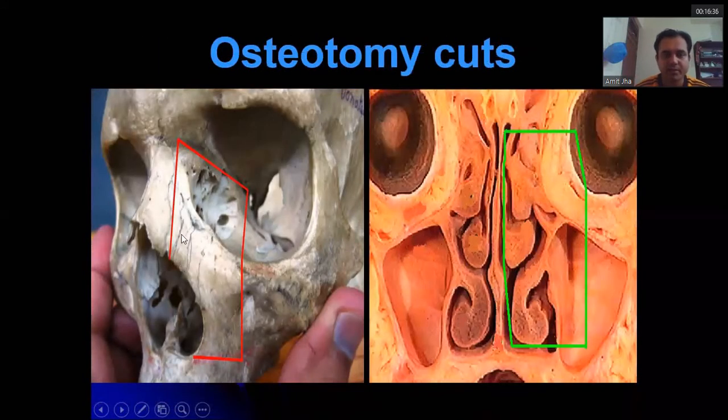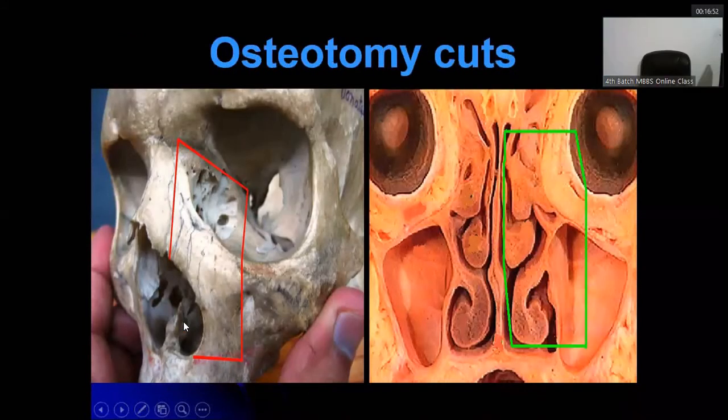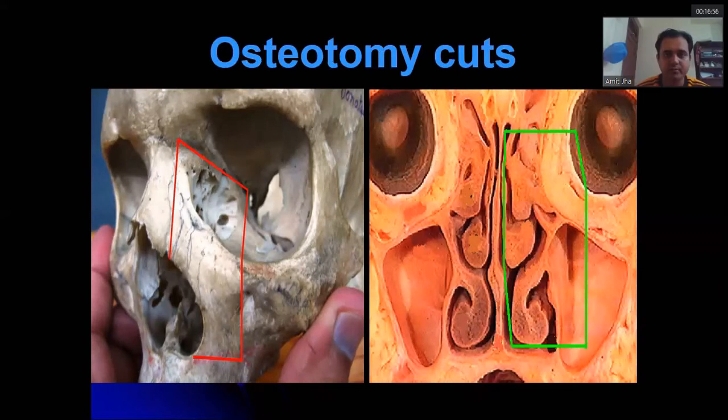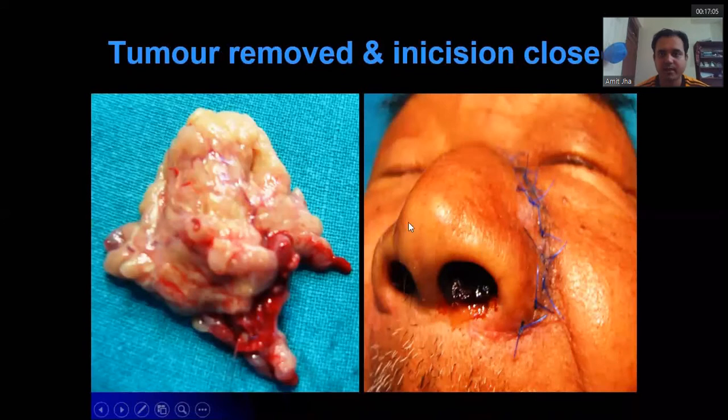And because we need to remove the maxilla, and the maxilla has so many processes, right? These are the areas where we need to cut. And that is how it is separated from the adjoining bones. The bones are cut, osteotomy cuts are made, the tumor is exposed and removed like this, and then the incision is closed. Right?